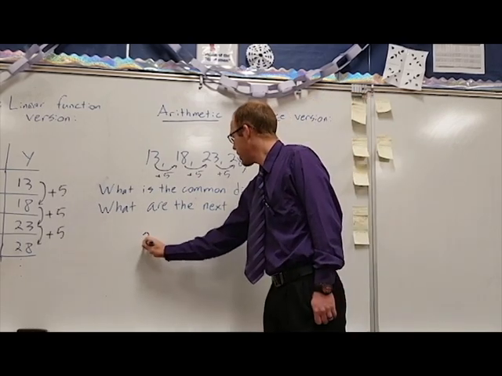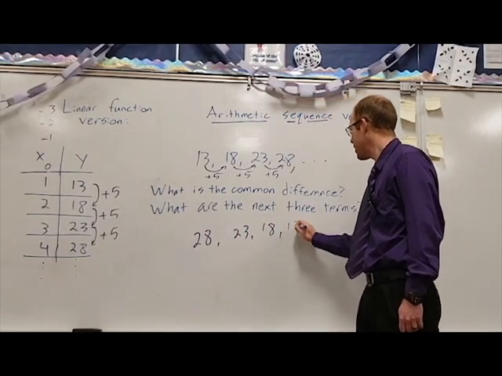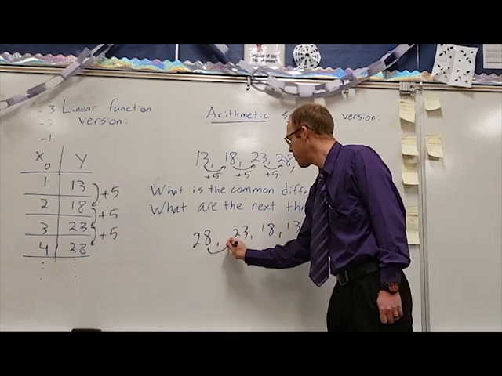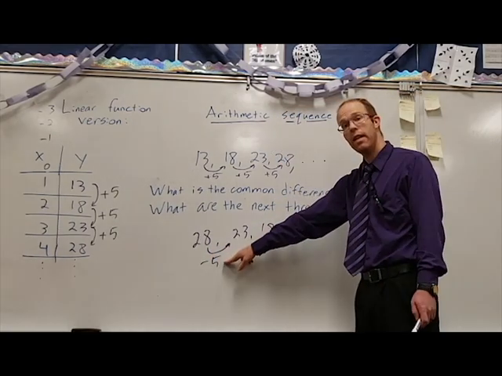If I switch the order around and I said 28, 23, 18, 13, we can see the pattern is different on this one, where we're subtracting 5, so the common difference in this case would be -5.